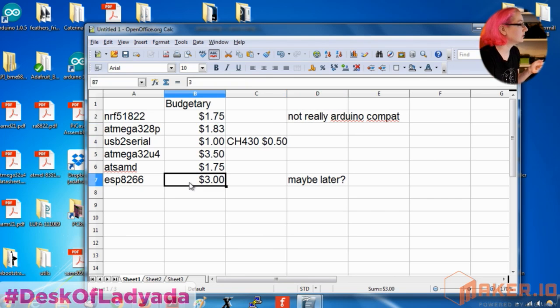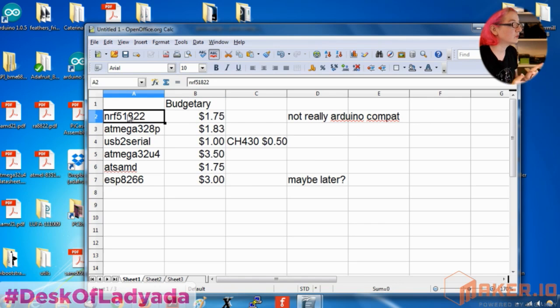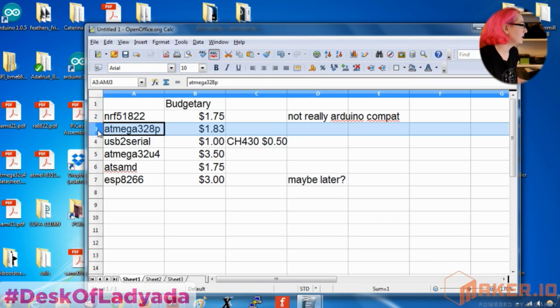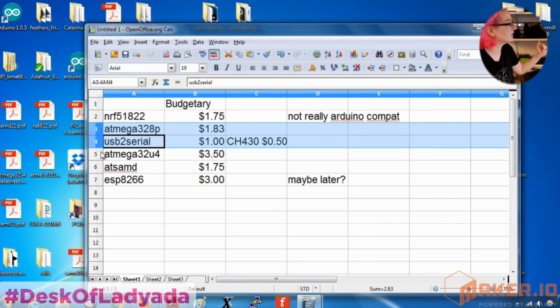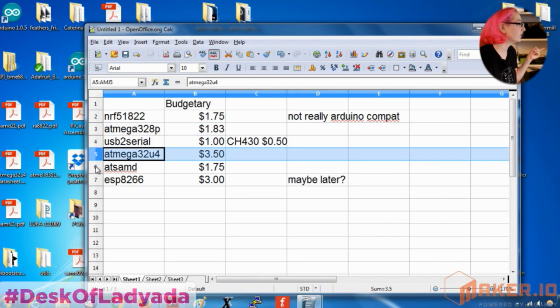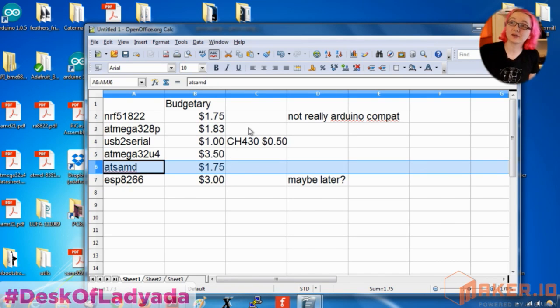The Wi-Fi was cool, but it was significantly expensive because you need this and you also need a USB to serial converter. The nRF51822 was really, really cool, but I thought maybe I'll do it later as an add-on, because programming it natively was not as easy. So I basically had a choice: I could use the ATmega328 plus a USB to serial converter chip, the ATmega32U4, or the AT-SAMD. And I was really heading towards the AT-SAMD, even though it's a very new chip.